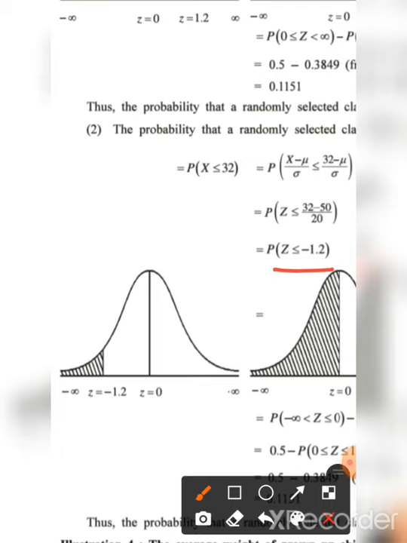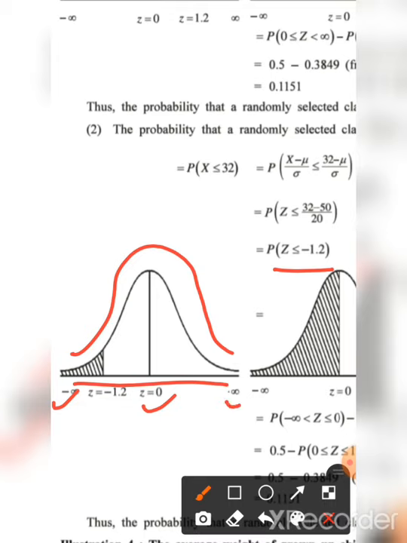So again you are going to have this symmetrical diagram, your x-axis where z is equal to 0, minus infinity at the left hand extreme corner, and positive infinity on the right. Minus 1.2, the negative sign shows the left hand side. So anywhere in between you put negative 1.2, and as it shows less than or equal to, the whole left hand side would be shaded. We need to find the probability or the area of this shaded part.